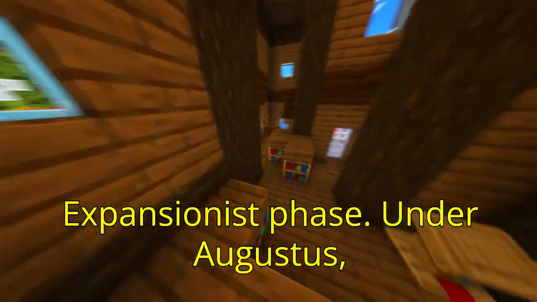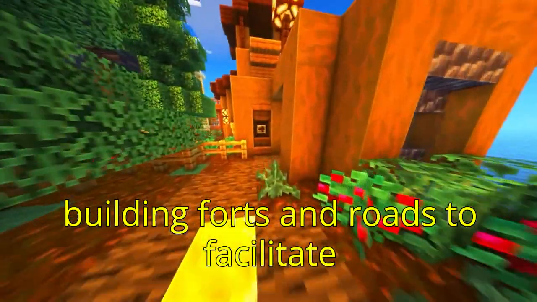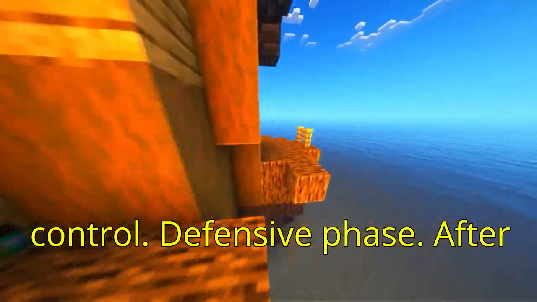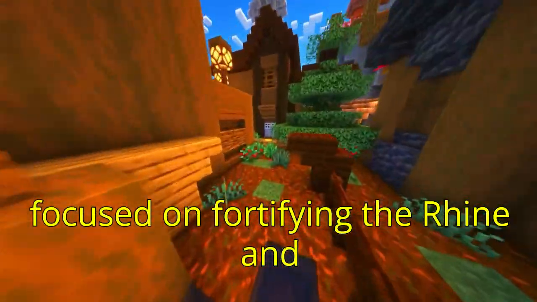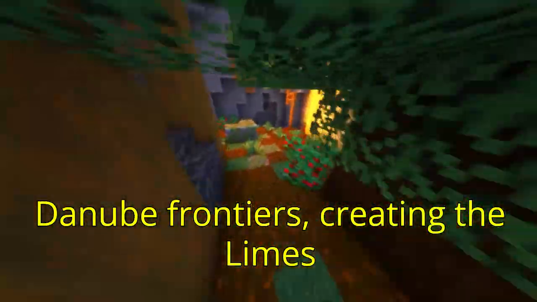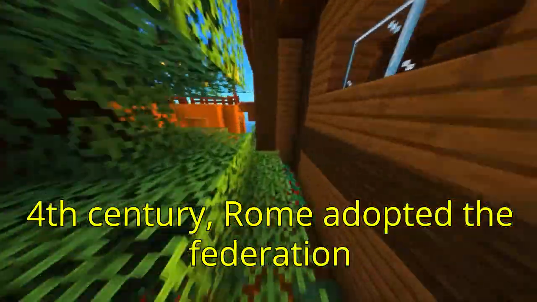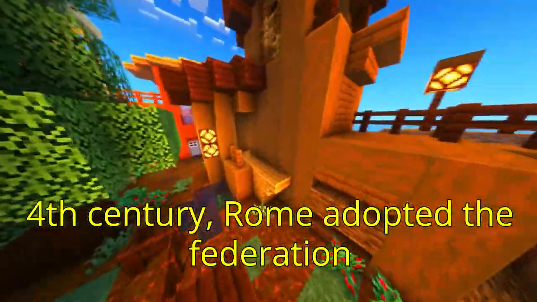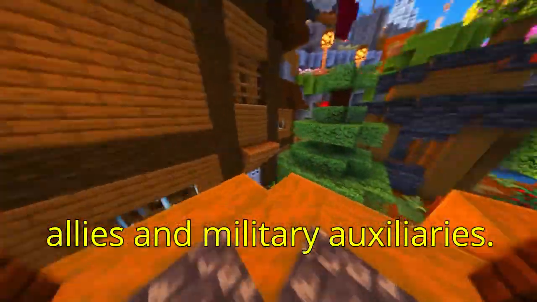Expansionist phase. Under Augustus, Rome sought to conquer Germania outright, building forts and roads to facilitate control. Defensive phase. After the Teutoburg Forest disaster, Rome focused on fortifying the Rhine and Danube frontiers, creating the Limes Germanicus. Collaborative phase. By the 4th century, Rome adopted the federation system, relying on Germanic tribes as allies and military auxiliaries.